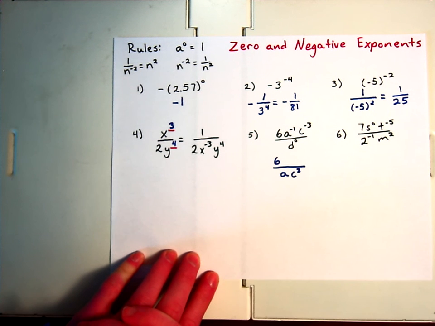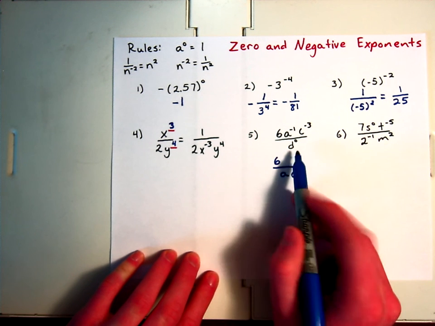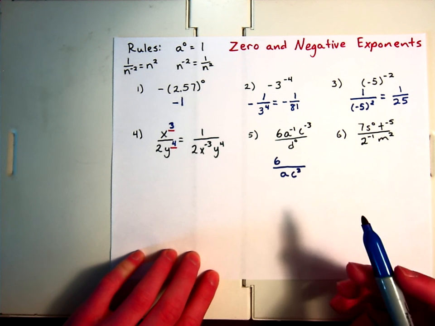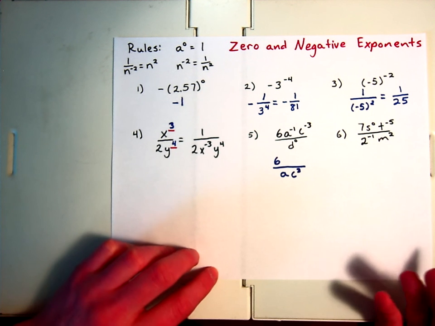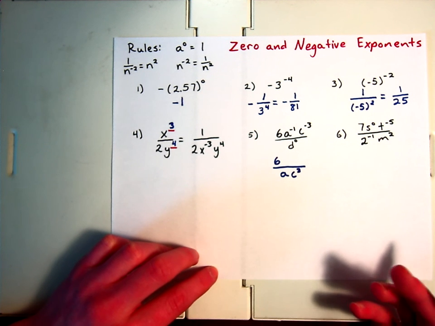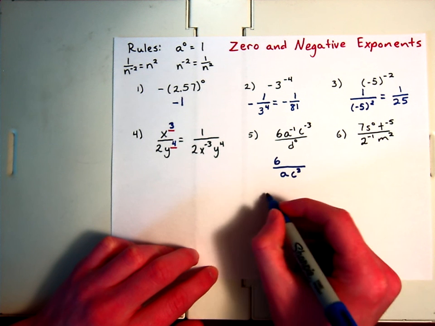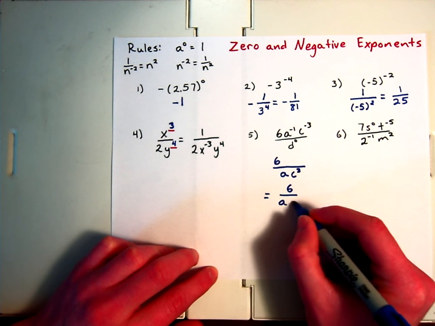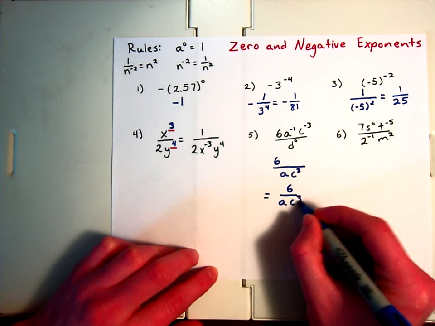D to the 0th power, anything to the 0th power, is the number 1. So d to the 0th power equals 1, and since any number times 1 is the same number, I don't need to write that. So our answer here, and I'll clean it up a little bit, is 6 over a times c to the 3rd power.